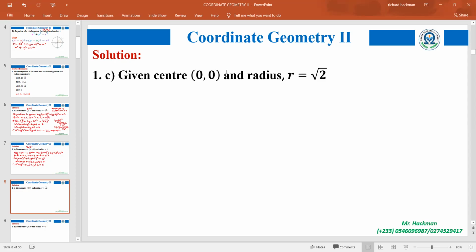Please, how do you determine whether it's a special one or not? Okay, so I said the standard formula. In actual fact, you have one standard formula, which is (x minus a) squared plus (y minus b) squared is equal to r squared. Is that clear? Yes, sir. That's the standard formula.